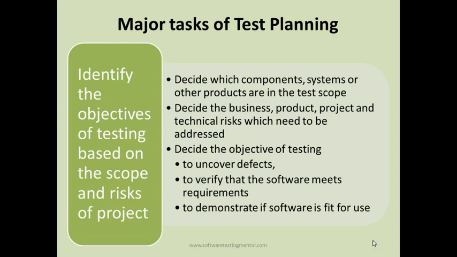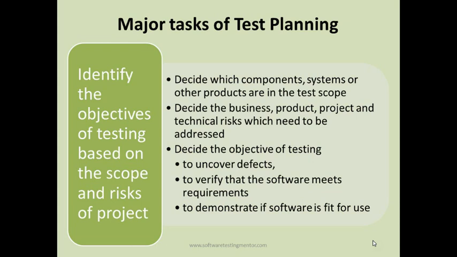Then you decide the business, product, project, and technical risks which need to be addressed. So the first thing is you decide what is in scope of the testing, what you will be testing in the test cycle that you are planning. Then the second thing is you decide what are the risks which need to be addressed for that test scope, for whatever testing you are trying to do. And then finally you need to decide what will be the objective of the testing.